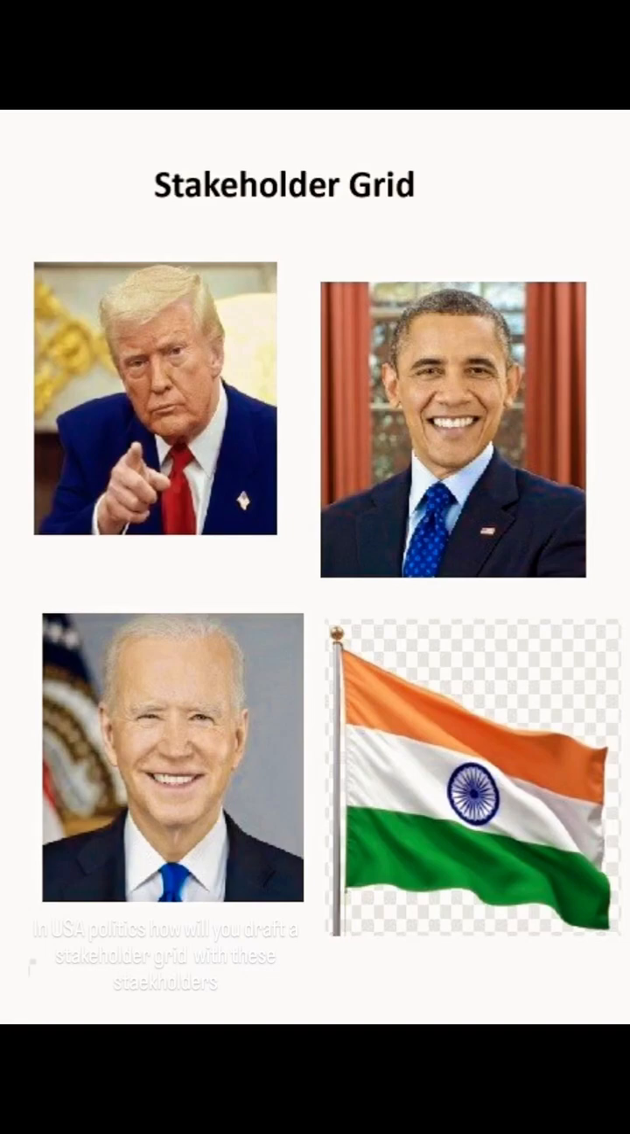In USA politics, how will you draft a stakeholder grid with these stakeholders? Let's talk about the power interest grid.